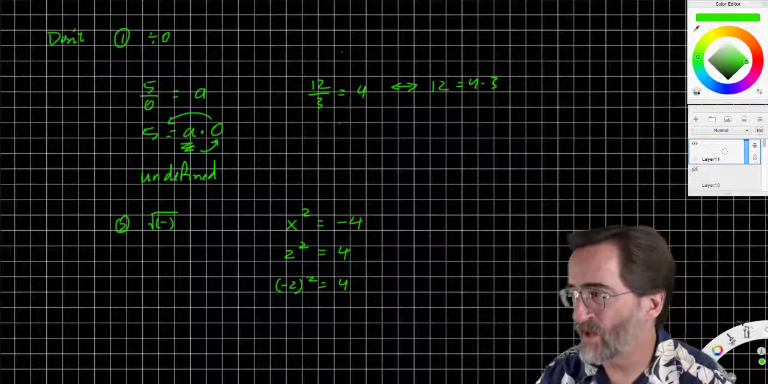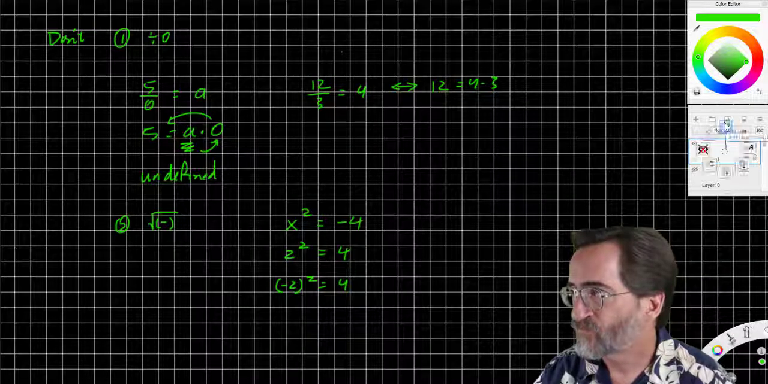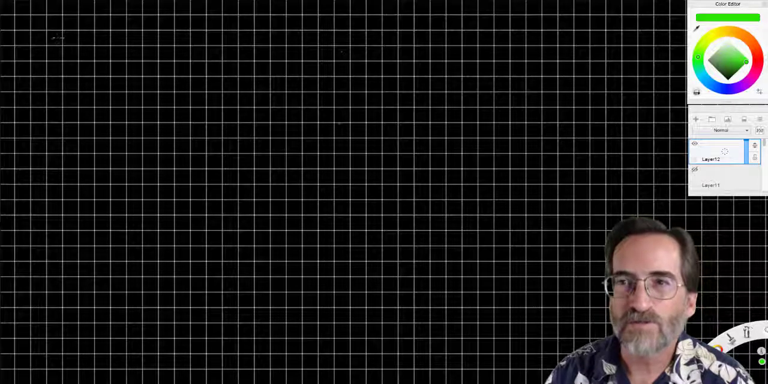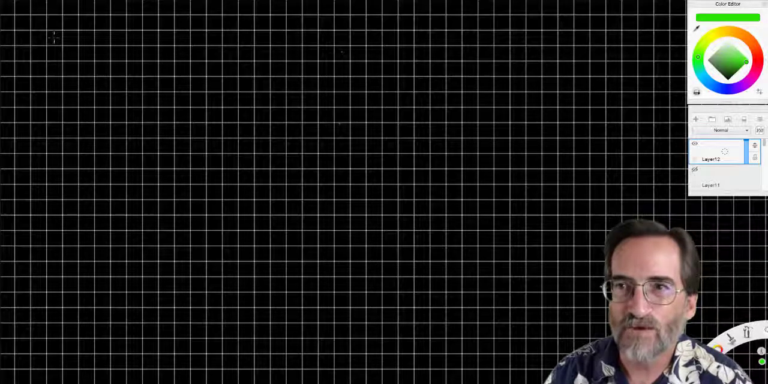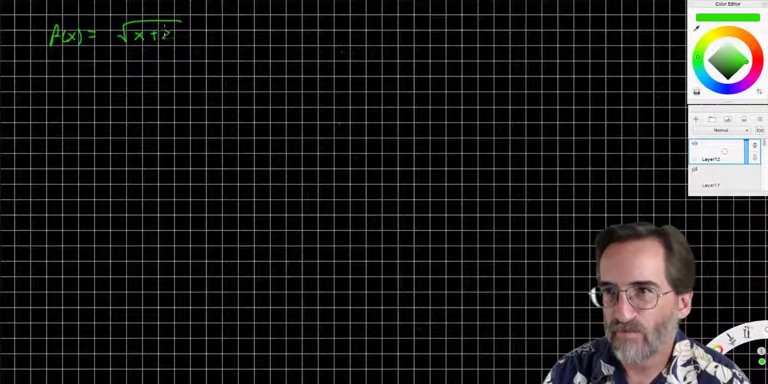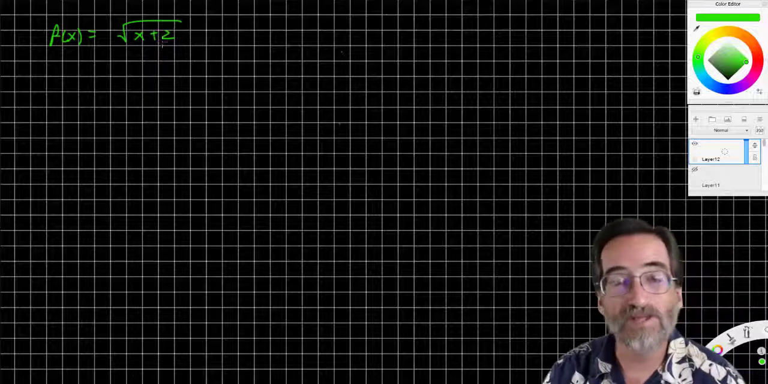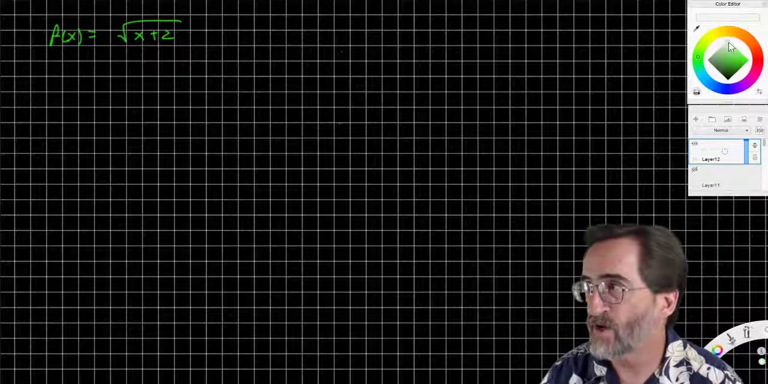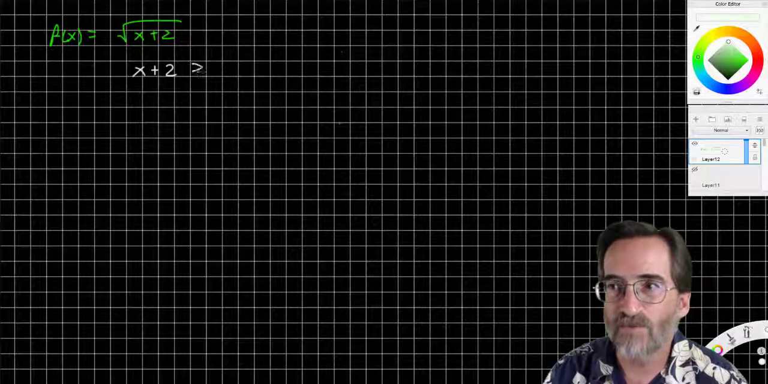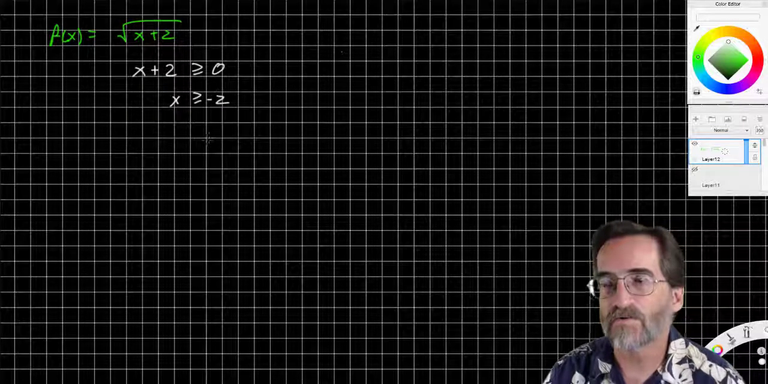So let's apply that to a problem here. I'm going to use 2 examples. First example, let's say f of x equals the square root of x plus 2. We can't square root a negative, so that implies this. That means that the contents of the square root, the radicand, cannot be negative. So it has to be greater than or equal to 0. Therefore, x must be greater than or equal to negative 2, right?